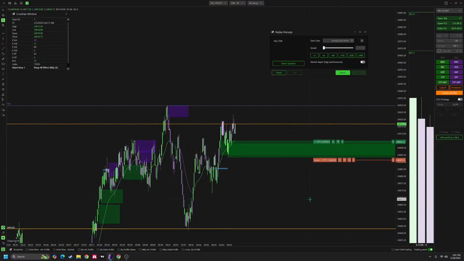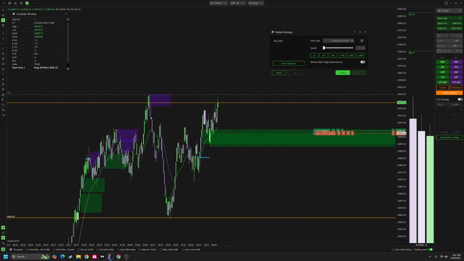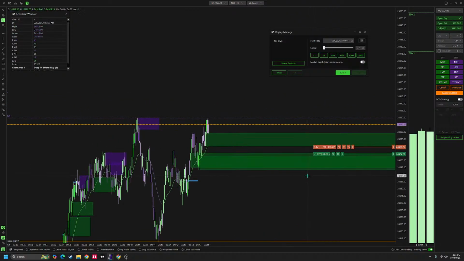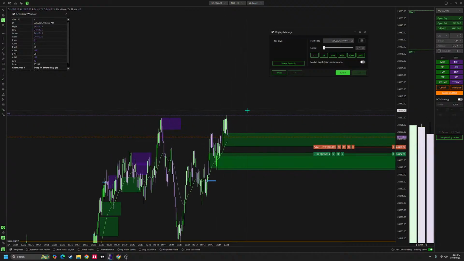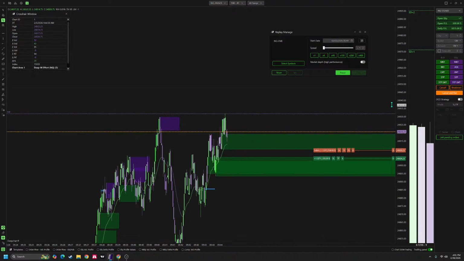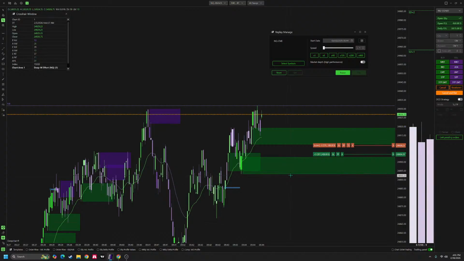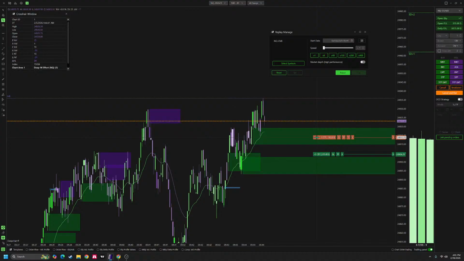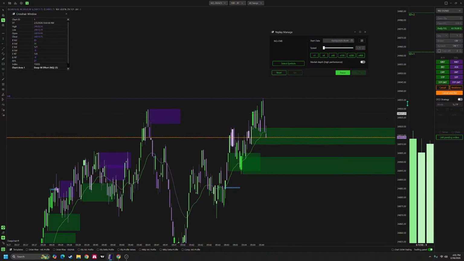Actually, I don't even think we need to take on that much risk with all of this strong effort. So now we move it up into profit. We get stopped out, we could re-enter. Another zone print. We could even add here if we'd like. Move it up to the next swing low. And we get stopped out.